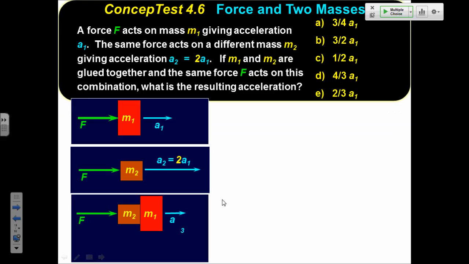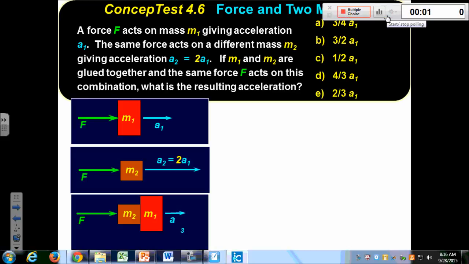4.6. Okay, let's look at this one. I have a force acting on a mass m1, and it gives an acceleration a1. The same force acts on a different mass, m2, giving an acceleration that's twice what we had originally, 2a1. If you glue those two masses together and the same force acts on them, what is the new acceleration?